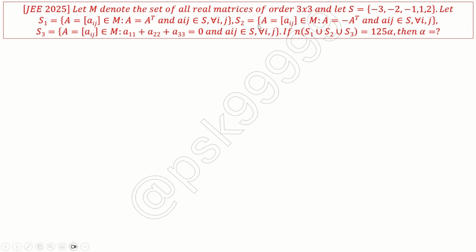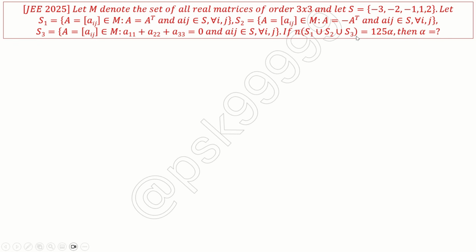Now, S2 is defined the same way: a matrix A which belongs to M, that is 3 by 3, and the condition is A is equal to minus A transpose, and elements in each of these matrices again belong to this set S. S3 is the set of matrices A of order 3 by 3 such that A11 plus A22 plus A33 equal to 0. That means the diagonal elements of a 3 by 3 matrix sum to 0, and the elements belong to this set only. Then the question is, if the number of elements in S1 union S2 union S3 is equal to 125 alpha, then what is the value of alpha?